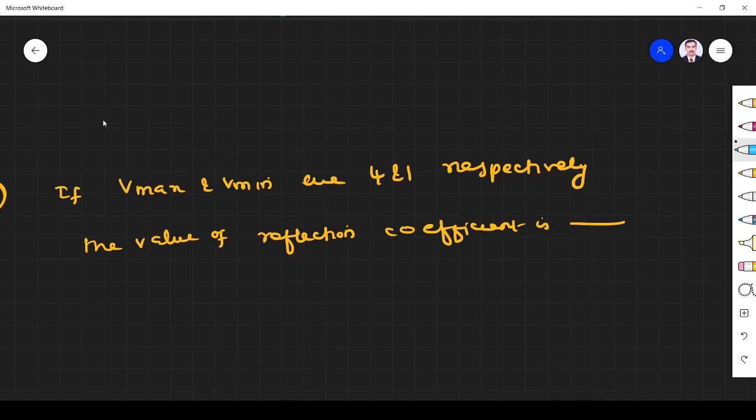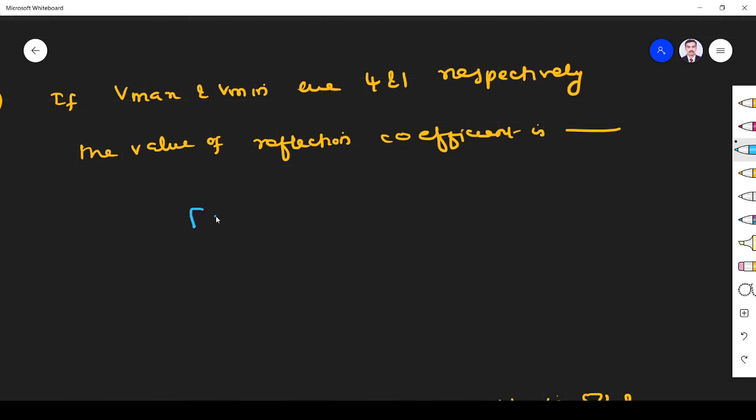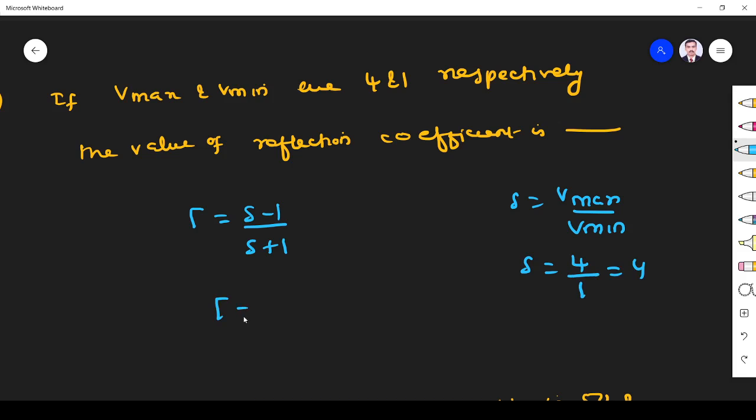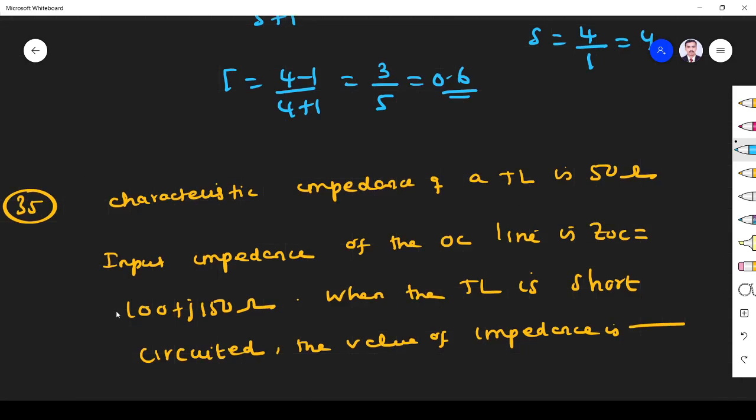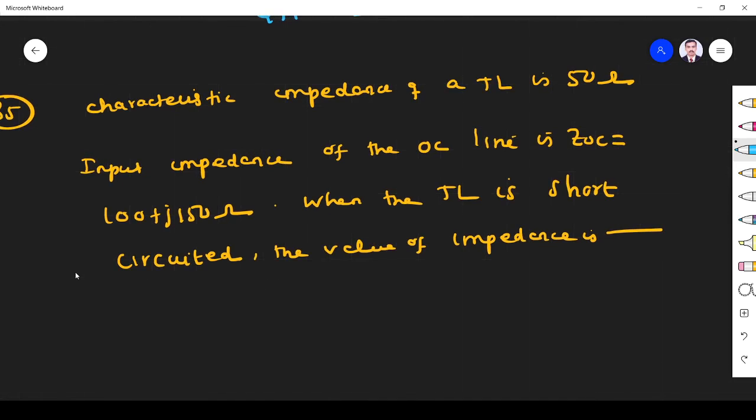Next question is, the Vmax and Vmin are 4 and 1 respectively. The value of reflection coefficient? This is another simple question. What is that reflection coefficient I can get from Vmax and Vmin? So reflection coefficient is (S minus 1) divided by (S plus 1), where S is Vmax by Vmin. Vmax is 4, Vmin is 1, so S is 4. So gamma is equal to (4 minus 1) divided by (4 plus 1), that is 3 by 5, which is 0.6.